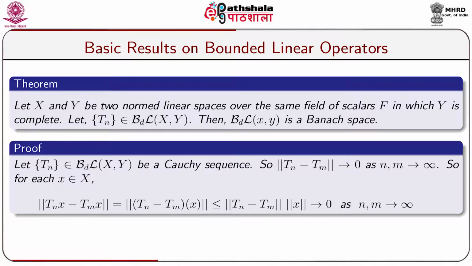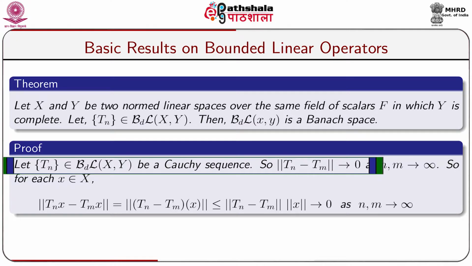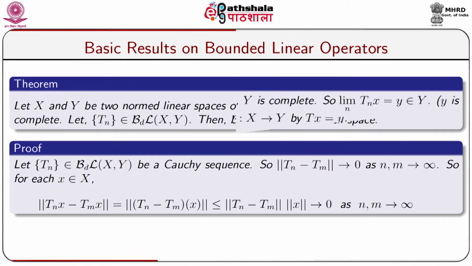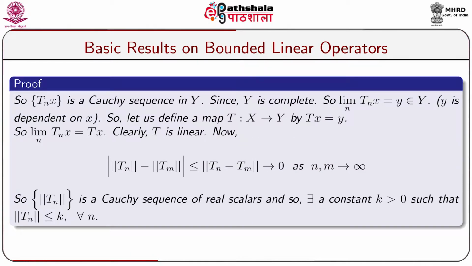Let capital X and capital Y be two normed linear spaces over the same field of scalars capital F, in which capital Y is complete. Then BDLXY is a Banach space. The proof goes below. Let the sequence Tn be taken from BDLXY, which is supposed to be a Cauchy sequence. So, norm of Tn minus Tm tends to 0 as n, m tends to infinity. So, for each x belonging to capital X, norm of Tnx minus Tmx is equal to norm of (Tn minus Tm) of x, which is again less than or equal to norm of Tn minus Tm into norm of x, which goes to 0 as n, m tends to infinity. So, Tnx is a Cauchy sequence in capital Y.